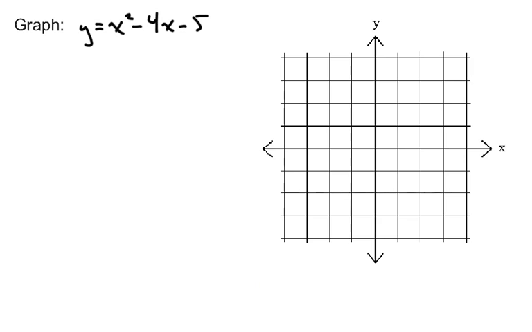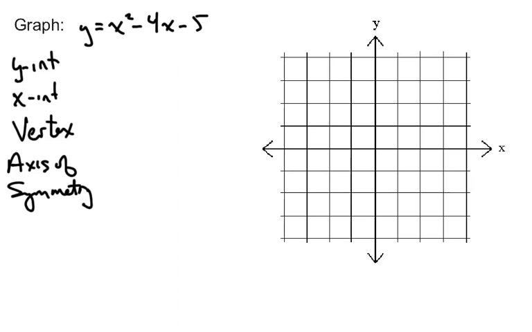Last one, y equals x squared minus 4x minus 5. Let's find all the important stuff. The y-intercept is going to happen when the x-coordinate is 0. So that'll happen at y equals -5.